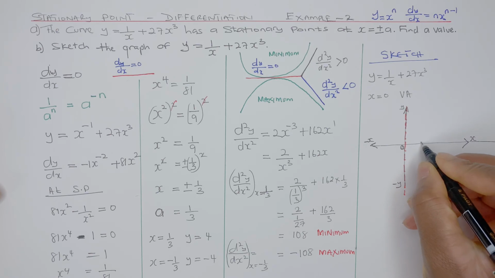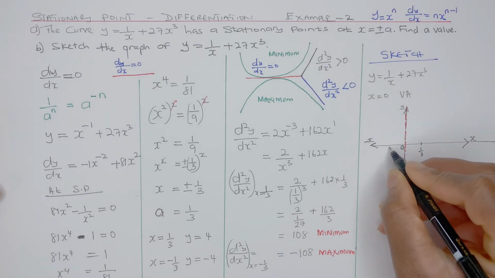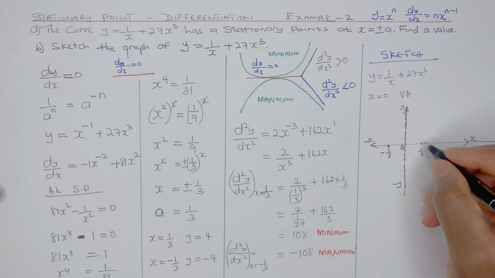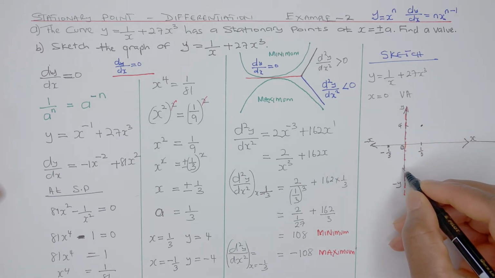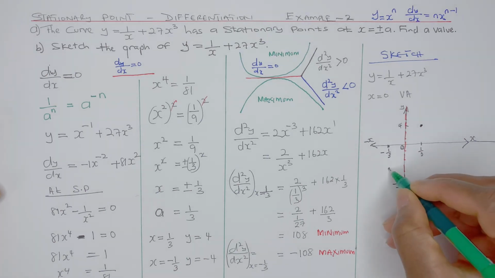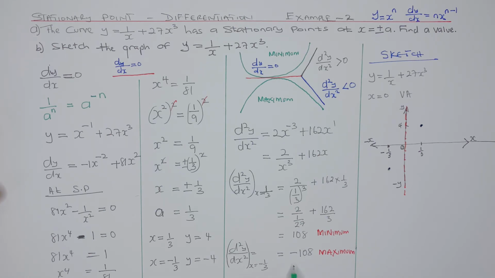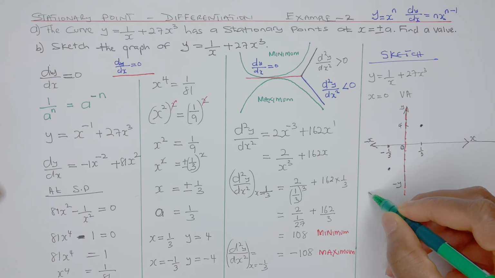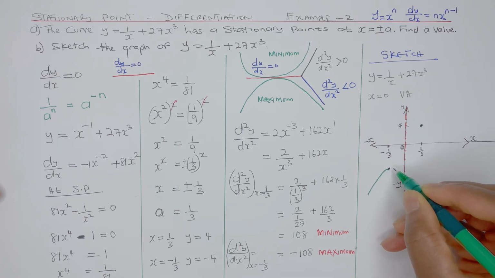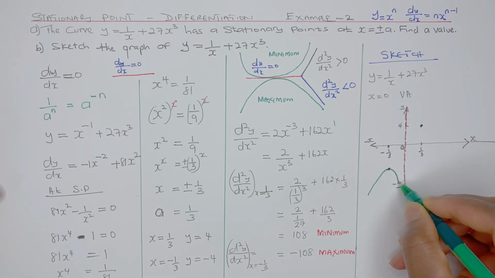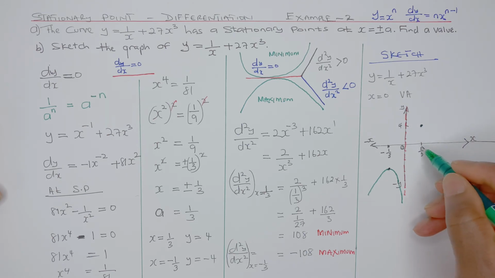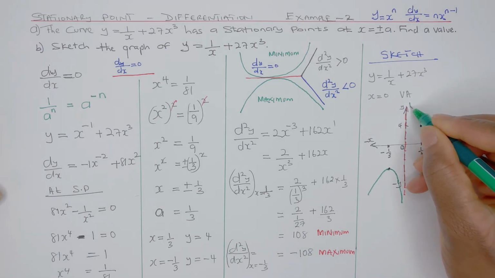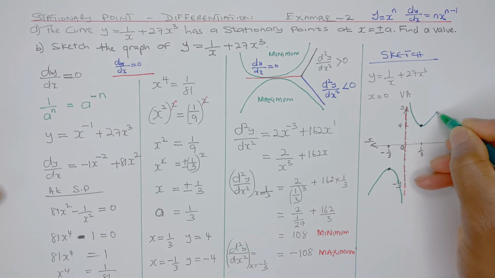This is x equals 1/3, and this is x equals minus 1/3. So it's a mirror image. At x equals 1/3, y is 4, and at x equals minus 1/3, y is minus 4. And these are turning points. Now, x equals minus 1/3 is a maximum, which means the curve will approach and come back, but never touch the line of asymptote. And at x equals 1/3, it's a minimum. So the curve will approach and go that way.